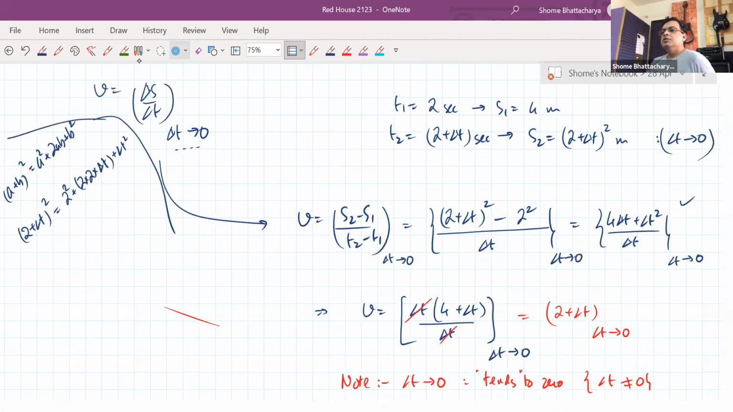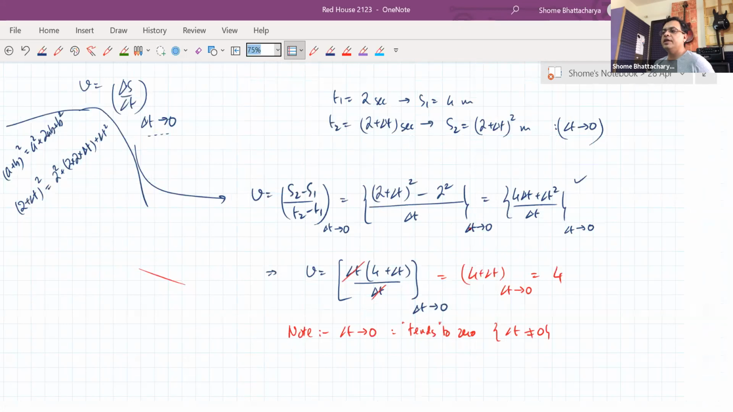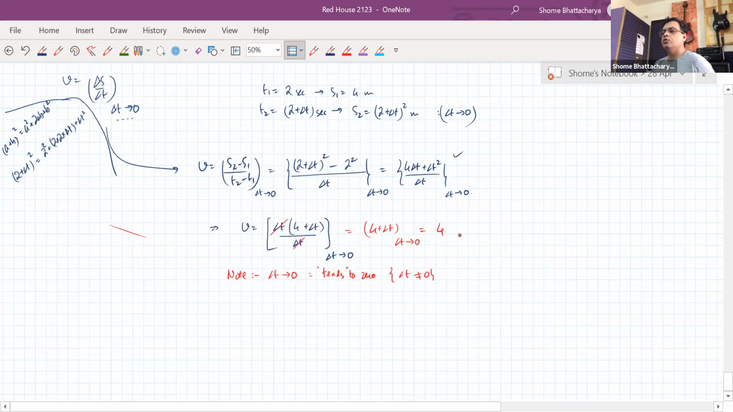So this is ultimately becoming how much? This is becoming 4 plus delta t, but with the condition that delta t is so small that it's tending to 0. So what should it be equal to? It should be 4. So this is the proof that the instantaneous speed at that time is in fact equal to 4. Okay, so what this is showing us is that the instantaneous speed will have an exact value of 4 meters per second at the instant t equal to 2 seconds. Okay, for s is equal to t square.